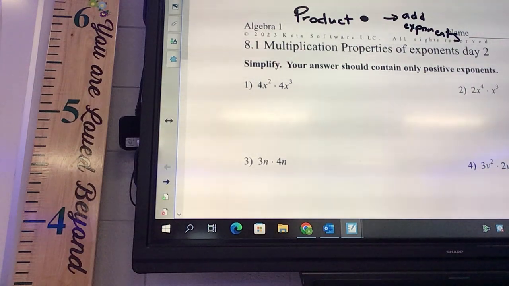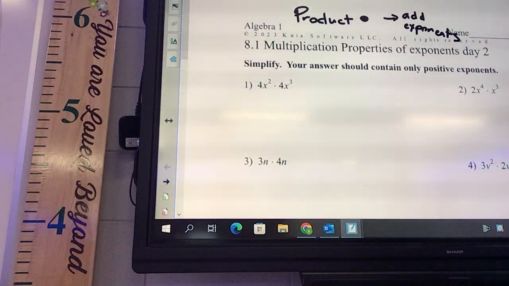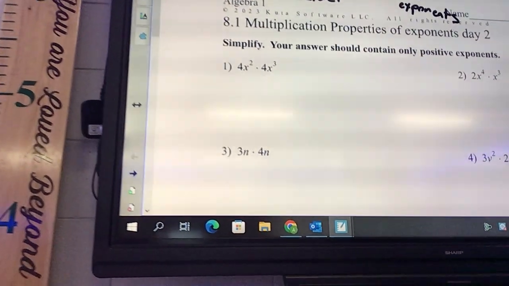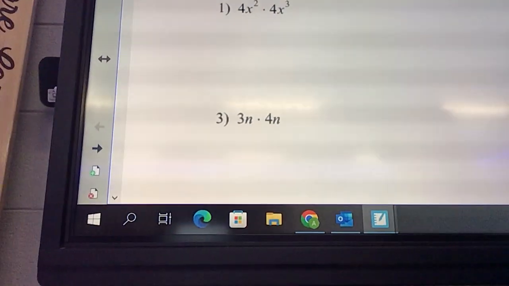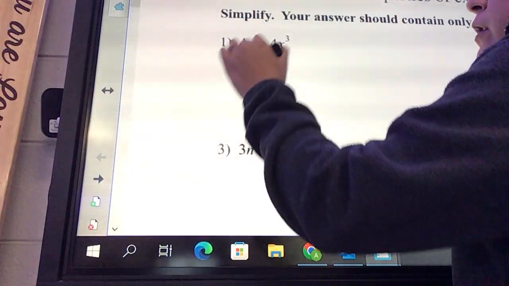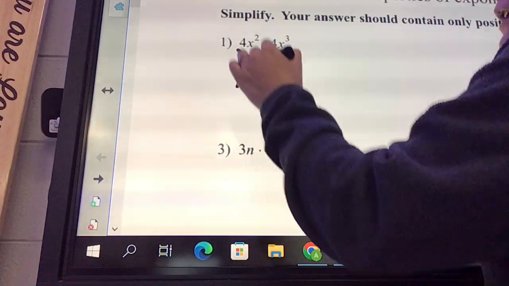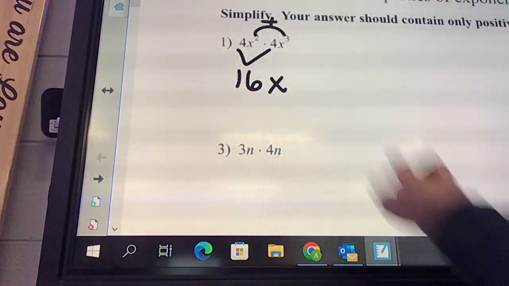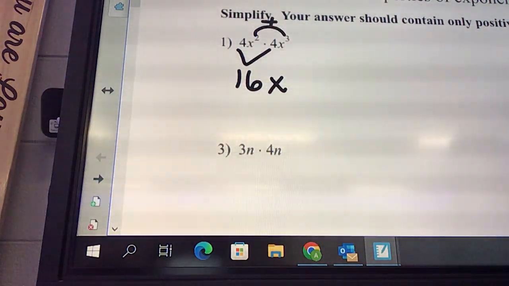the little numbers. Okay, so if we look at number 1, our two big numbers are 4 and 4, so you're going to say 4 times 4, 16. Okay, so we're going to get 4 times 4, and that's going to give us 16, x to the 2 plus 3. What is 2 plus 3? 5.